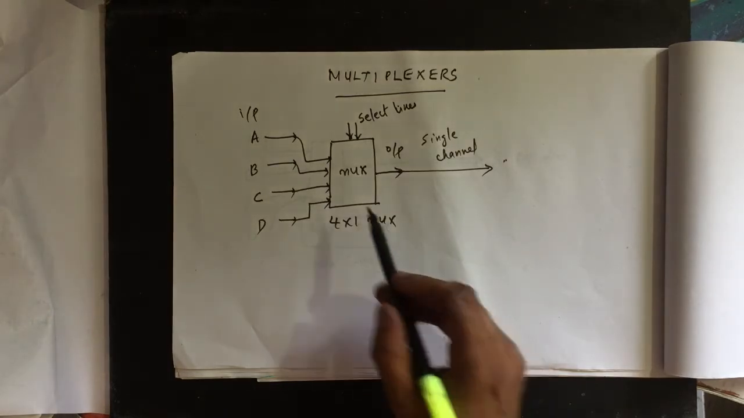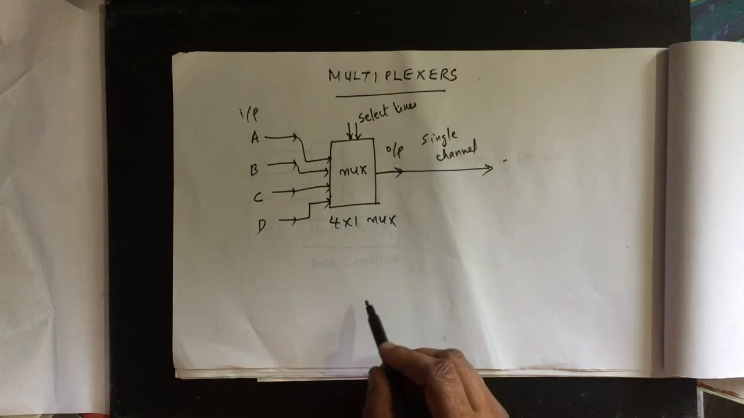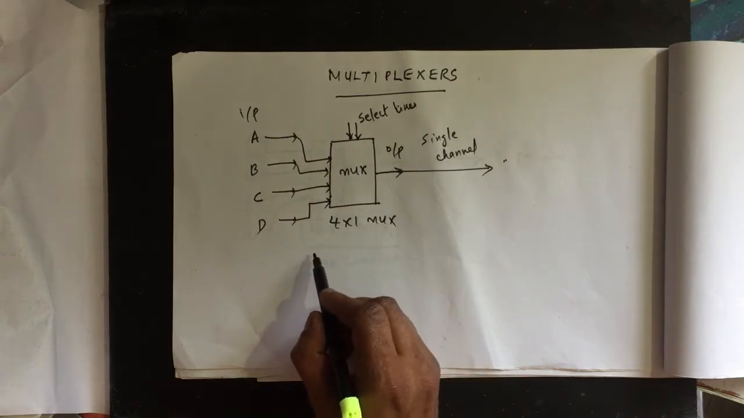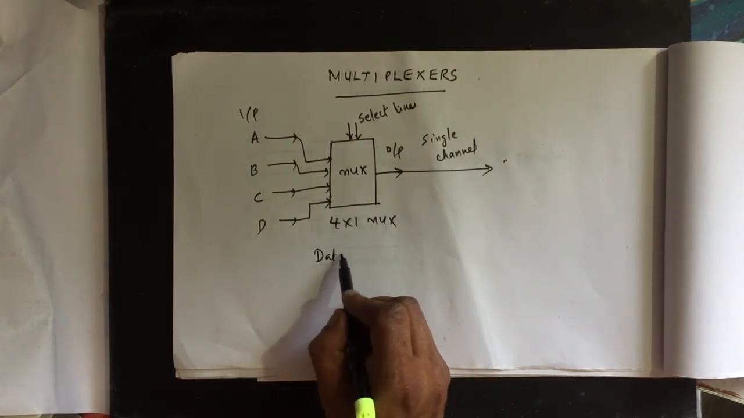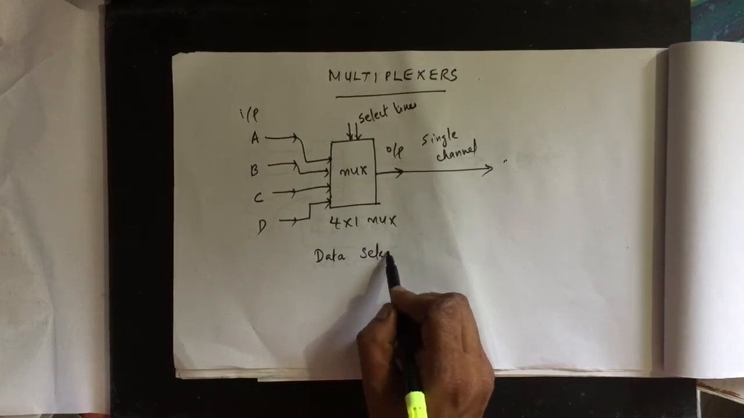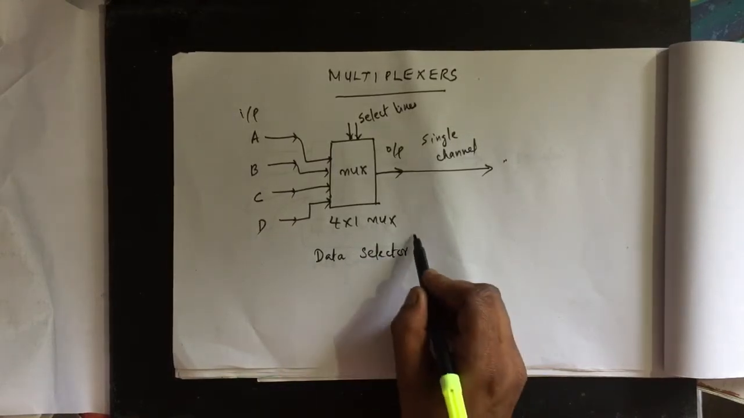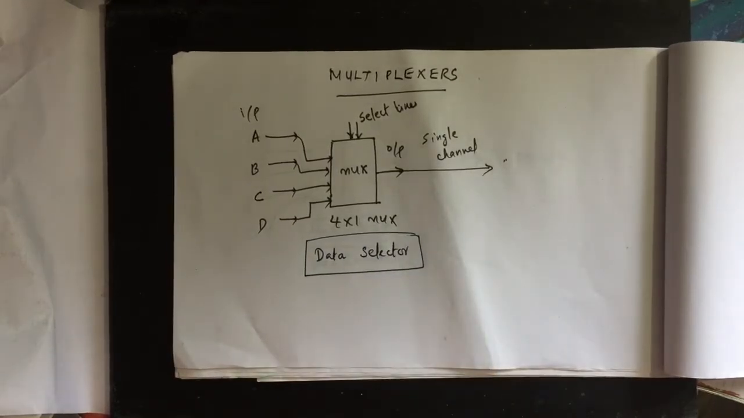So this is the basic concept of a multiplexer. A multiplexer always works as a data selector.